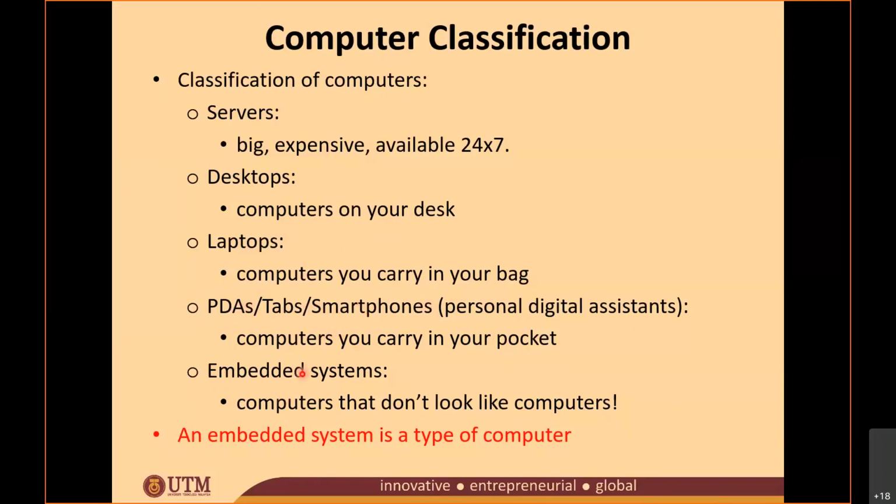And the last computer type is called an embedded system, which is a computer that doesn't look like a computer. Actually the embedded system is a type of computer, but it does not look like a computer. So what is the embedded system? An embedded system is a computer system with a dedicated function within a larger mechanical or electrical system, often with a real-time computing constraint. So that is an embedded system.